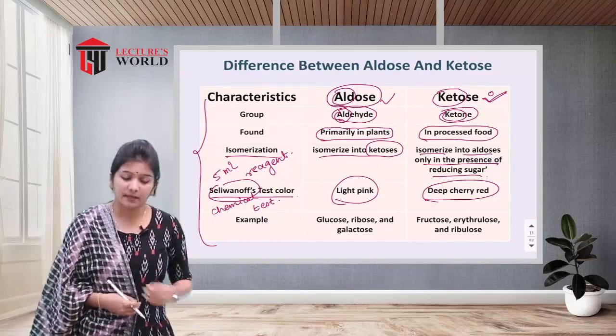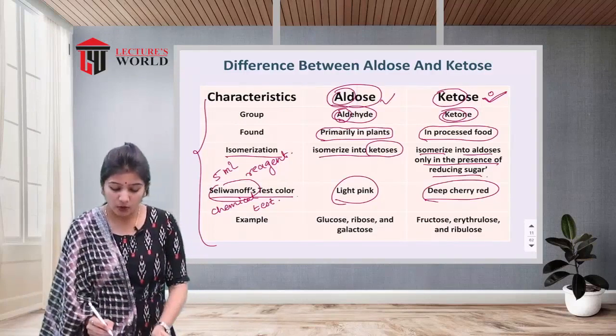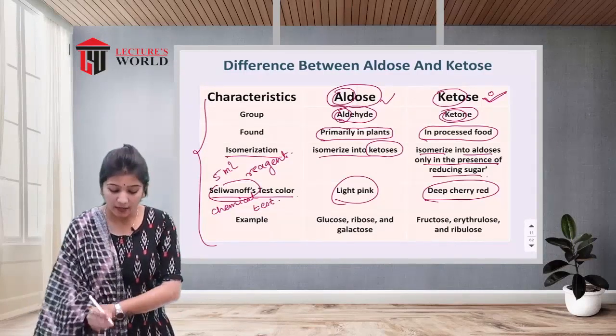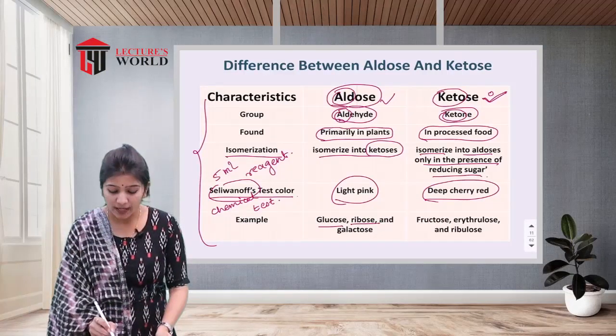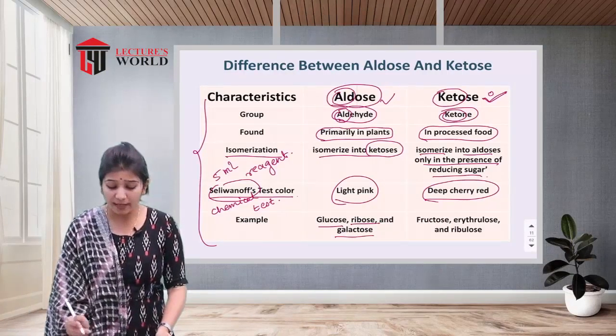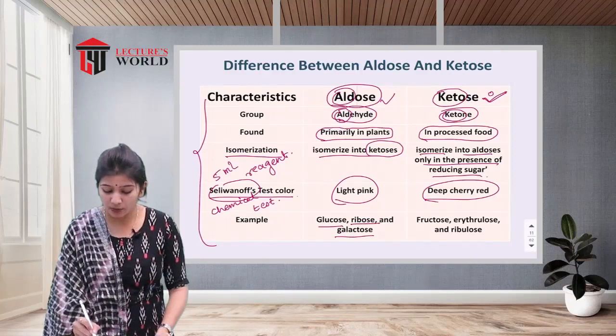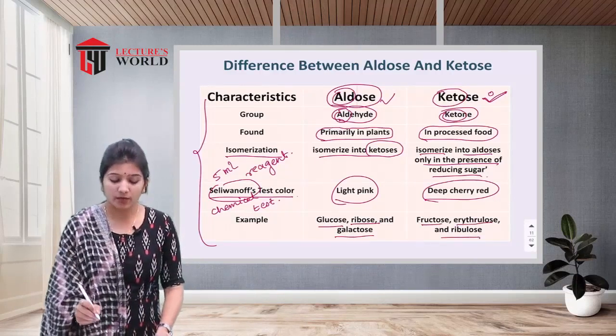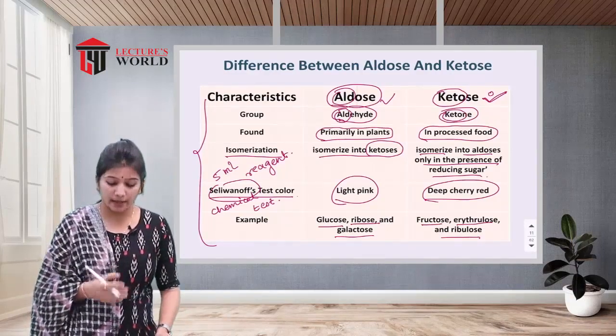And next one is examples. The examples of aldose are glucose, ribose and galactose, whereas the examples of ketose are fructose, erythrulose and ribulose. So this is the difference between aldose and ketose.